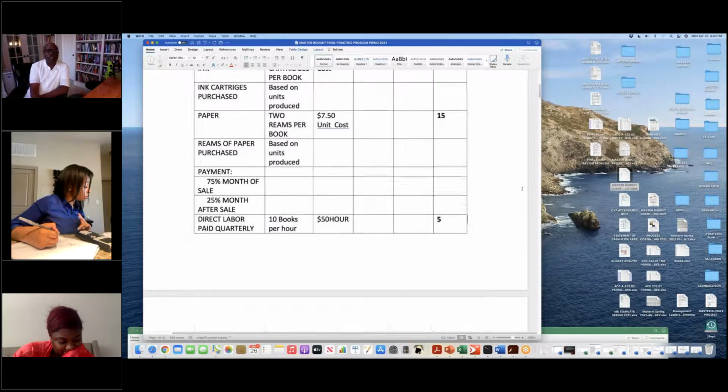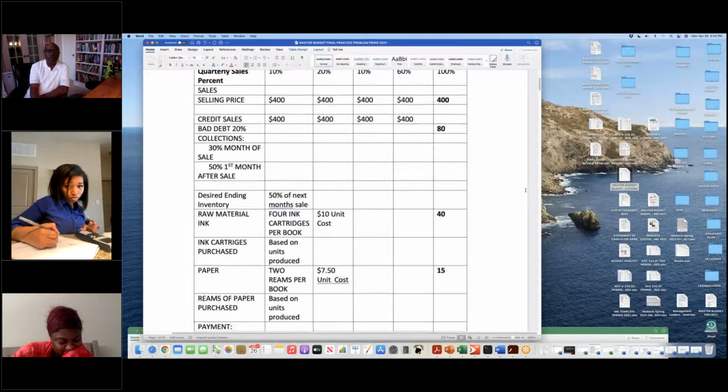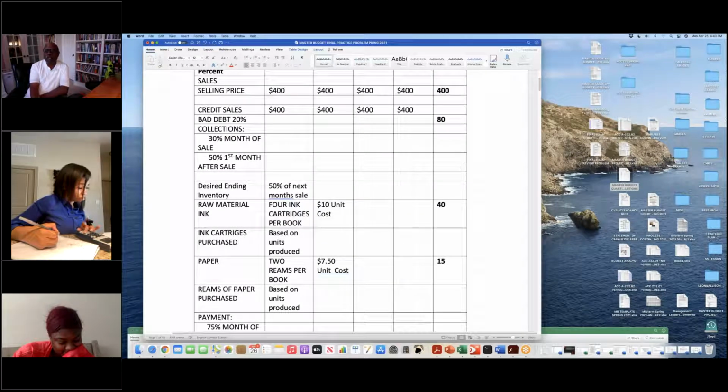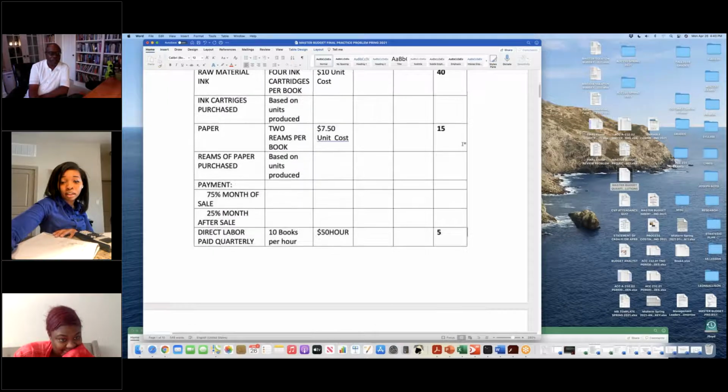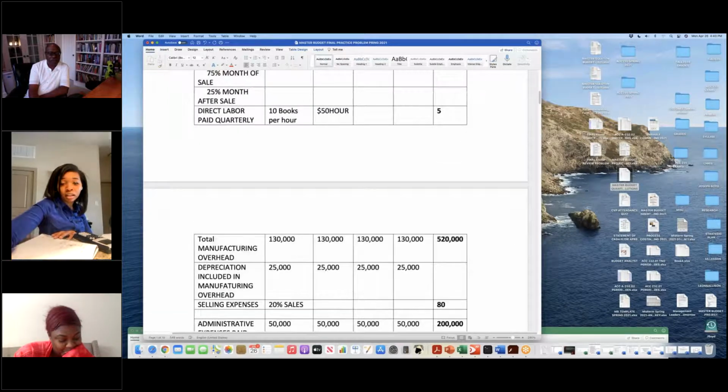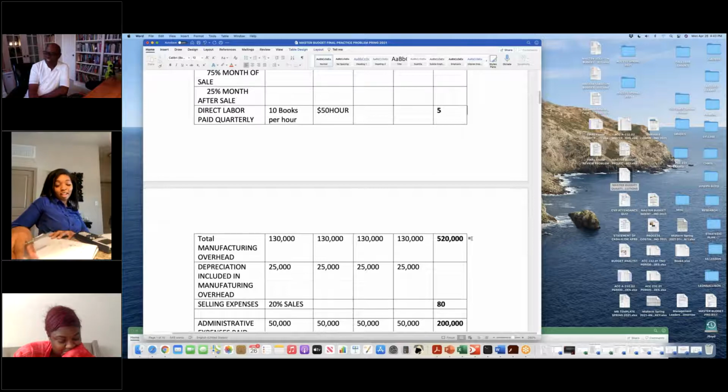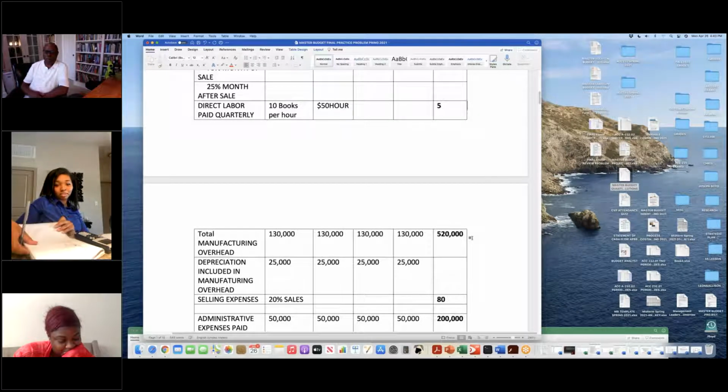Does everybody have the appropriate numbers? Anybody don't have the appropriate numbers? So we're using 520 for our manufacturing overhead, right? Yeah. Okay, I don't know why I put 30% of selling expense. I was looking at the wrong paper. That's why I was off.